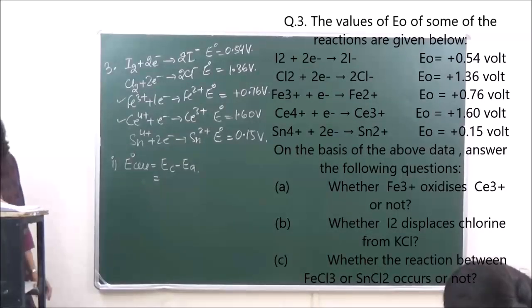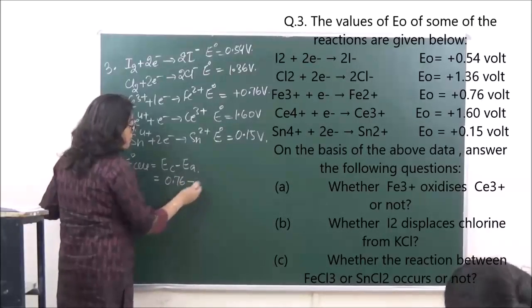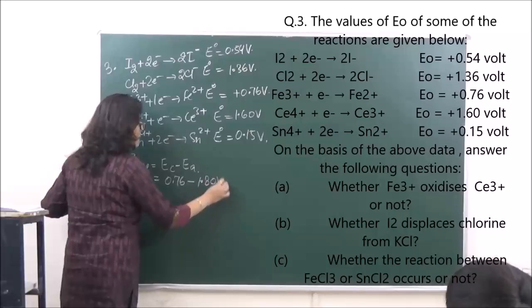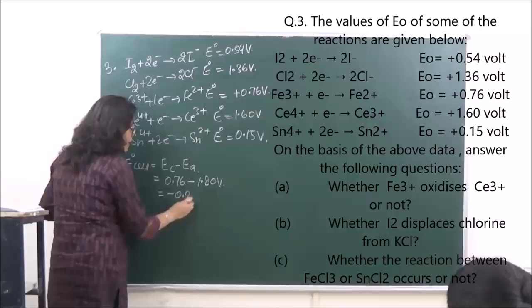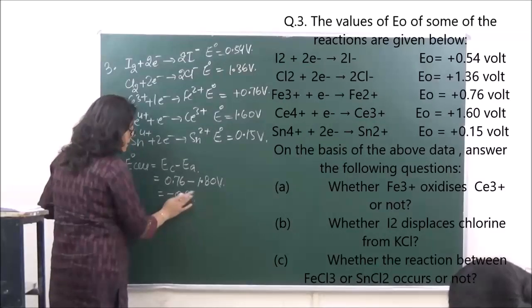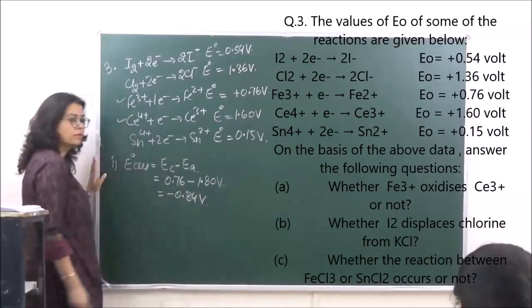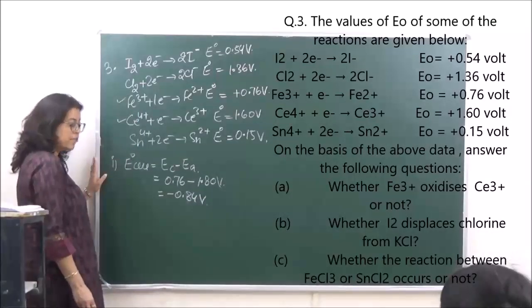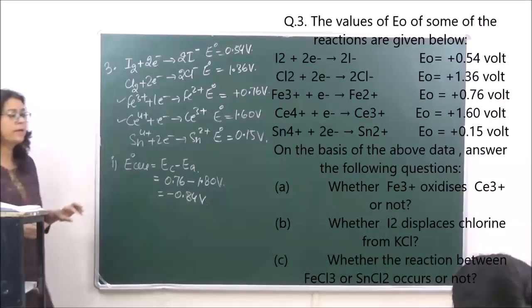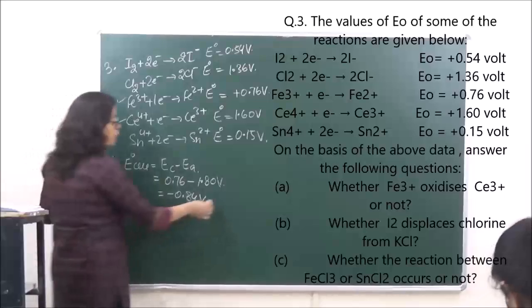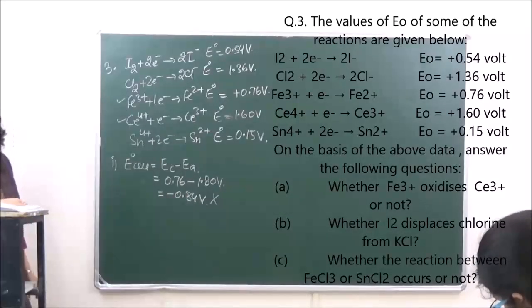Okay, so we are going to get over here 0.76 minus 1.60 volt, which will come as minus 0.84 volt. ठीक है? So if it is negative, the E naught cell over here is negative, so the reaction cannot take place. So the answer to the first question, that is going to be no.